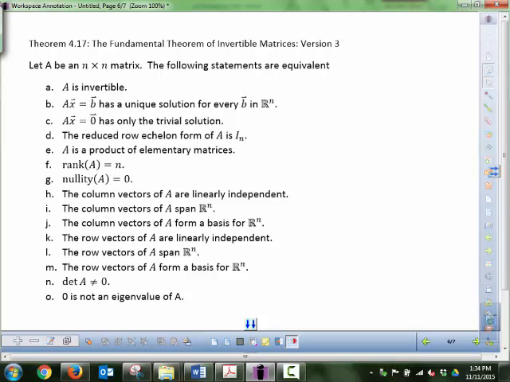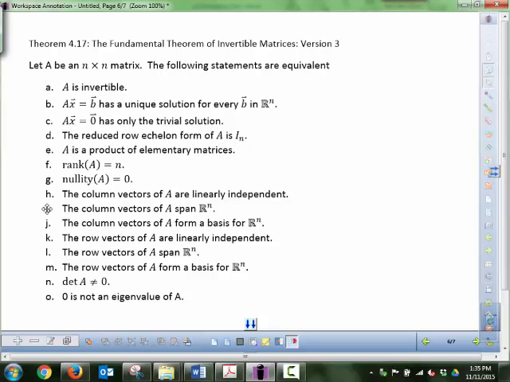If you have an n by n matrix, it doesn't matter what size as long as it's a square matrix, then the following are equivalent. A is invertible, means it has an inverse. We saw all this stuff from before. A's reduced row echelon form is the identity, it's a product of elementary matrices. The rank is n, the nullity is 0, which means the null space is 0. And the row and column space are all of R^n, or the whole space.